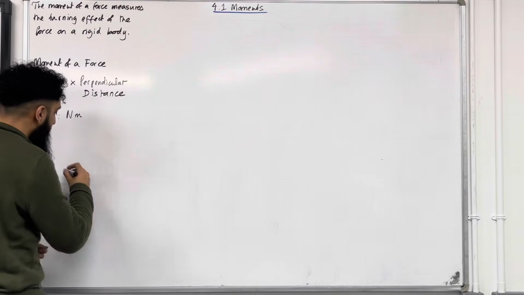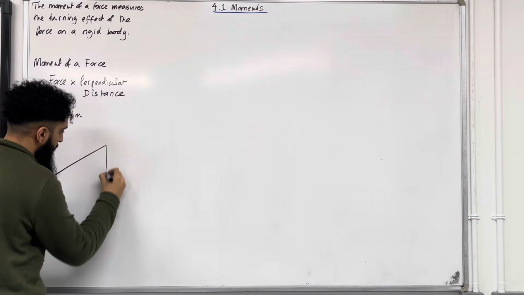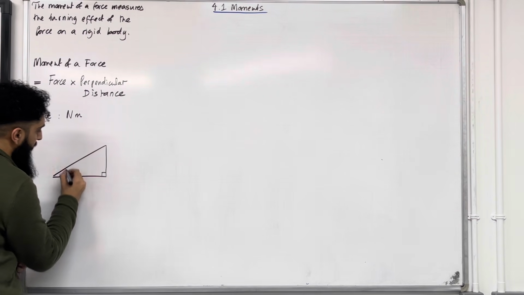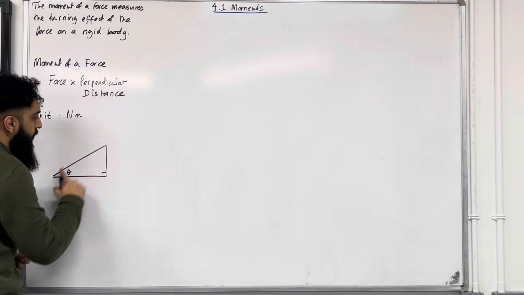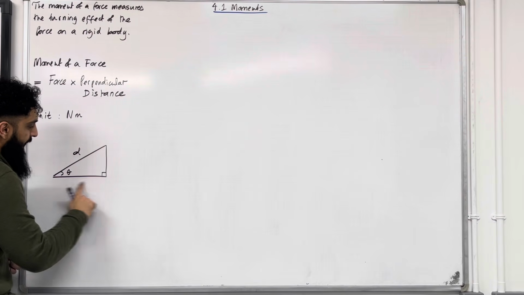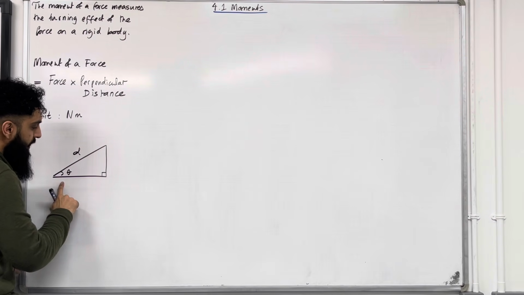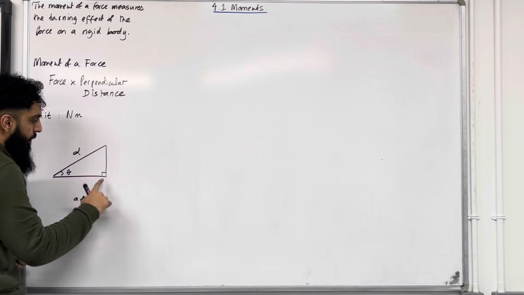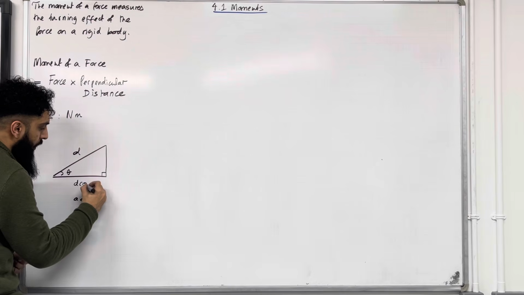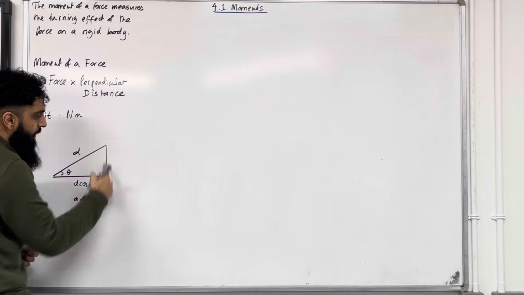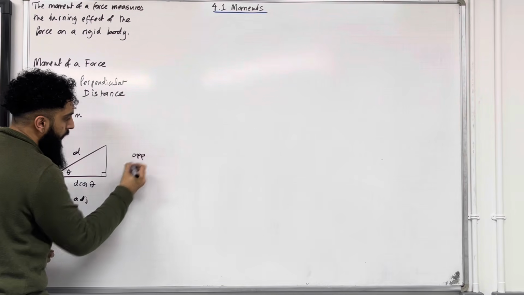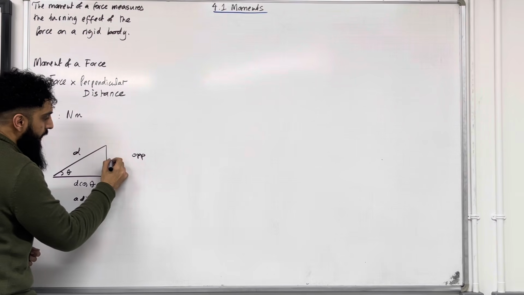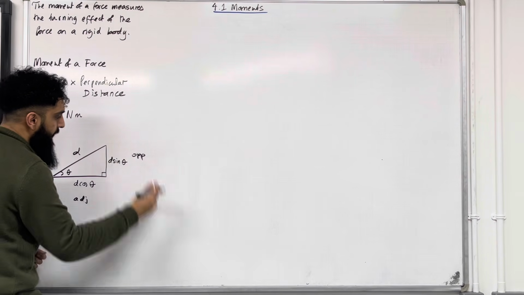Consider the following right angle triangle. Suppose this angle is theta and the hypotenuse is d. This side has the 90 degree and the theta, so it's called the adjacent. The adjacent is given by d cos theta. This side is called the opposite. The opposite is given by d sine theta.